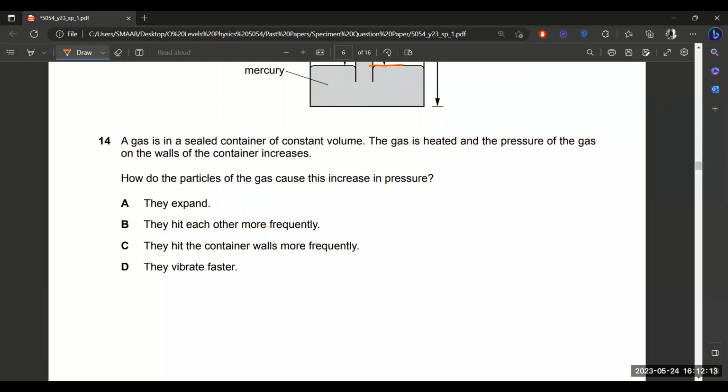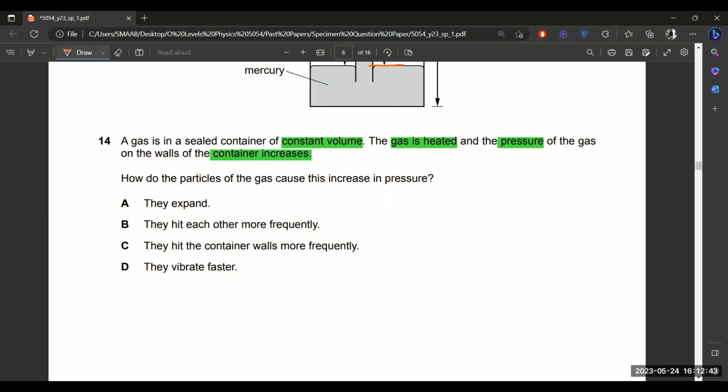Question number 14. Gas is in a sealed container of constant volume. The gas is heated and the pressure of the gas on the walls of the container increases. So basically, the important points: we are having a constant volume and the gas is heated, and the pressure of the gas on the wall of the container increases, right? So we are having a constant volume and we are going to increase the temperature, so pressure will also increase.